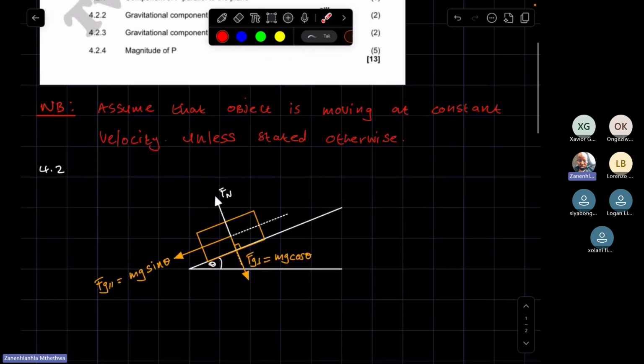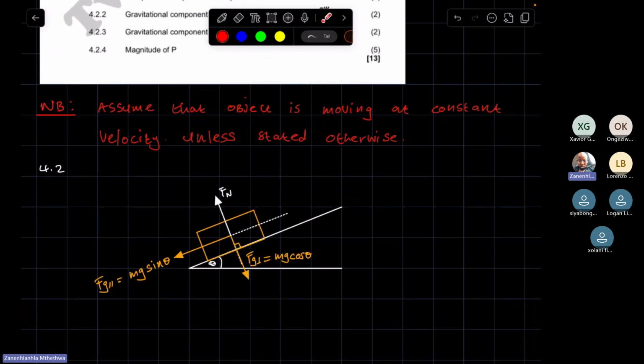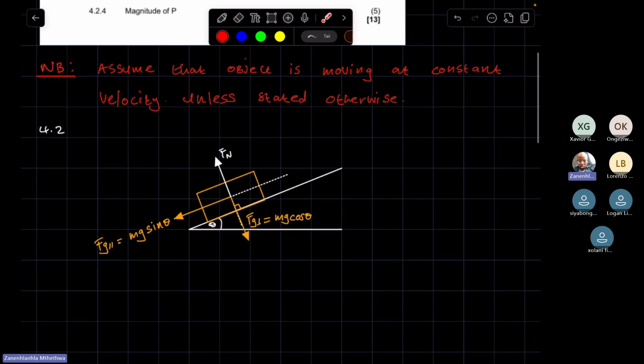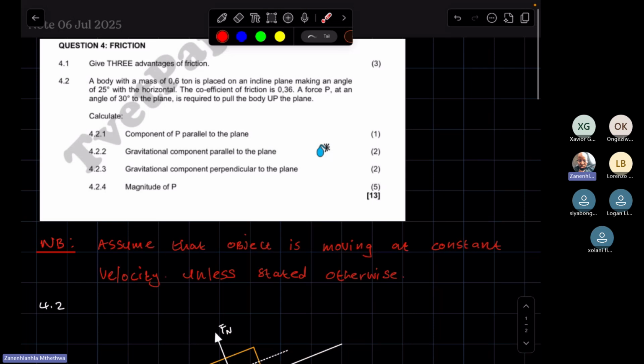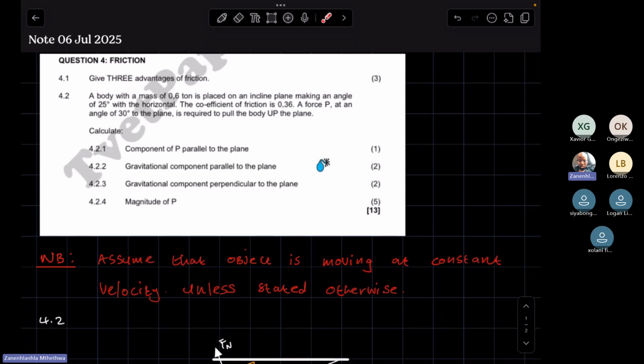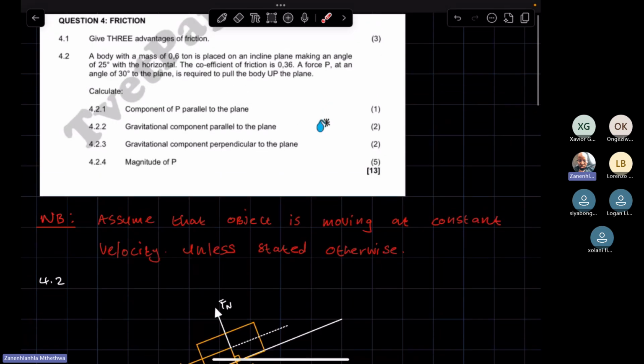Before you even look at whether there is a force being applied, whether the object is going up the incline or down the incline, it is important to note that as soon as you have an object in contact with an inclined surface, these are the three forces that you have right away. Now you look at the other forces that it is being subjected to.